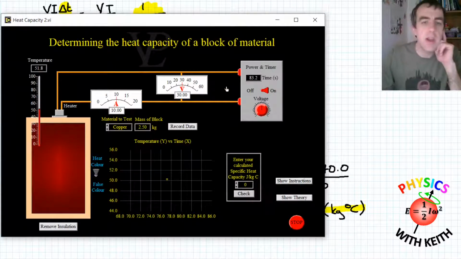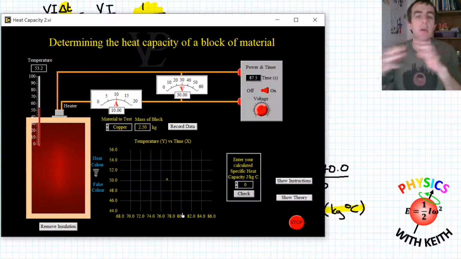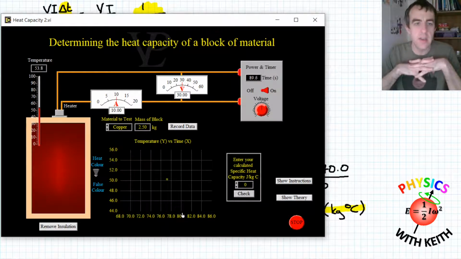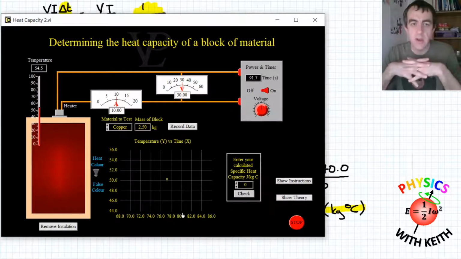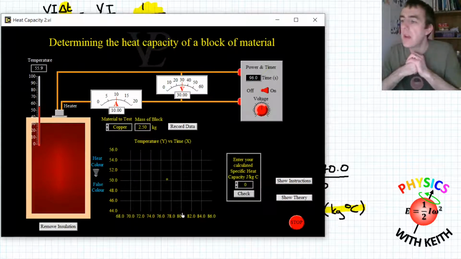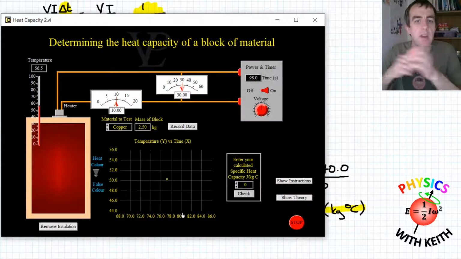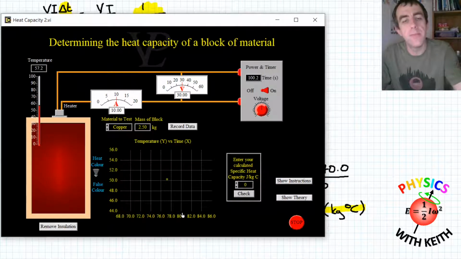So I left the simulation running for a little more than a minute and took a data point, and now I'm going to run it a little bit longer and take another data point. And we're going to see if we can get a more accurate answer after leaving it running for a little while.